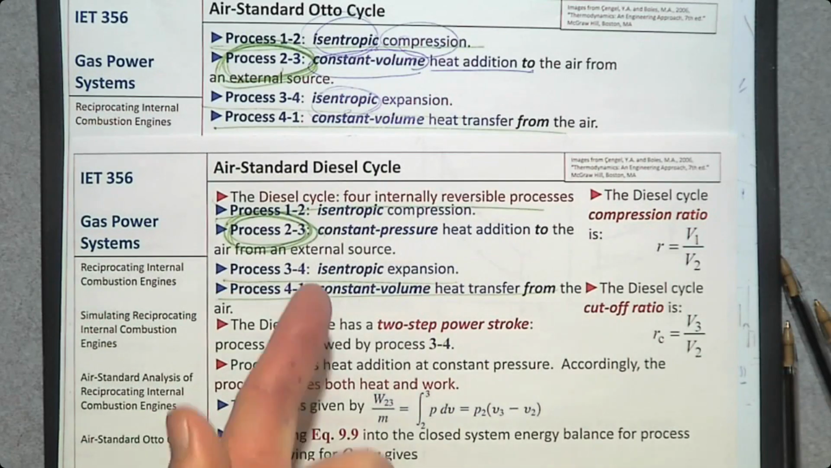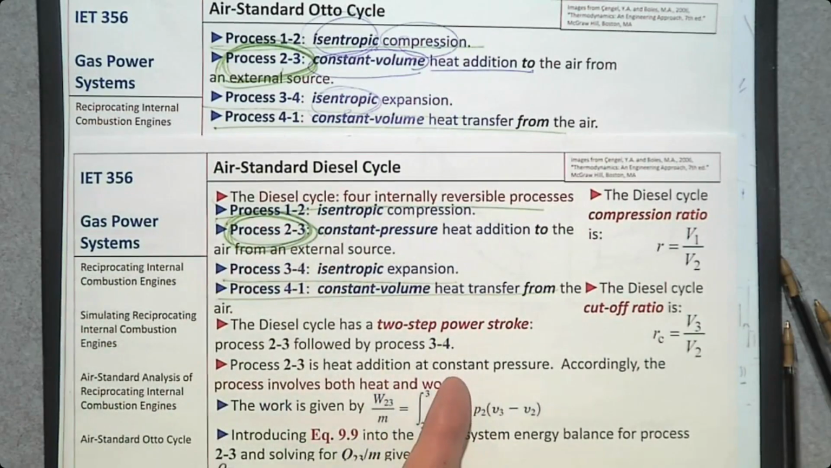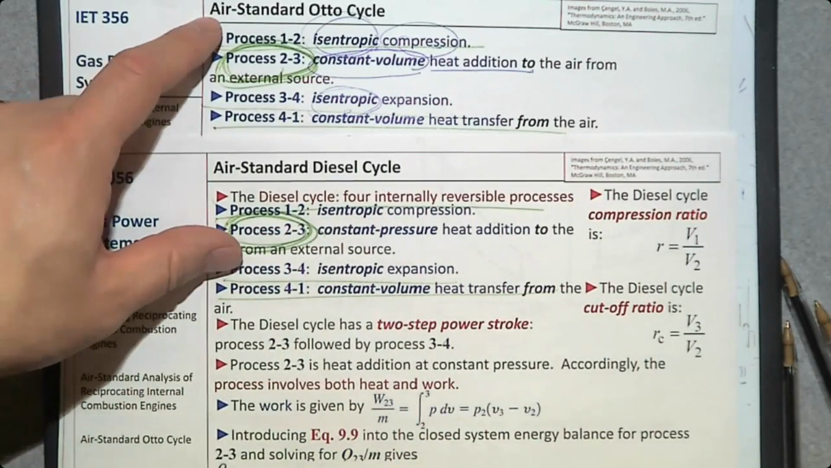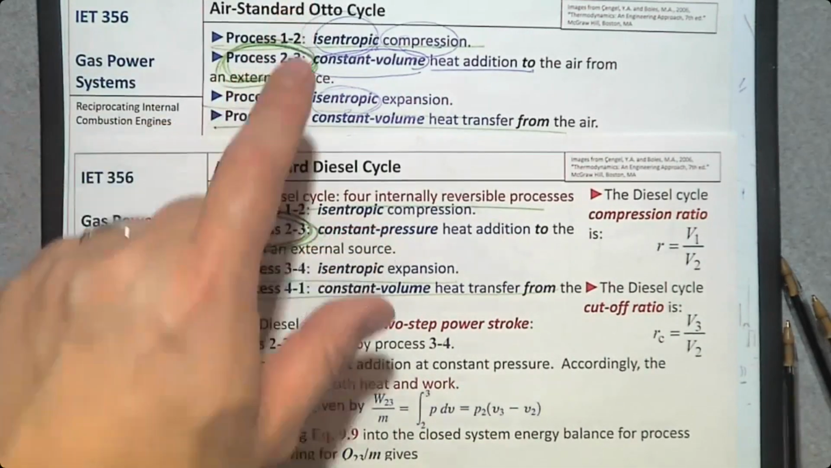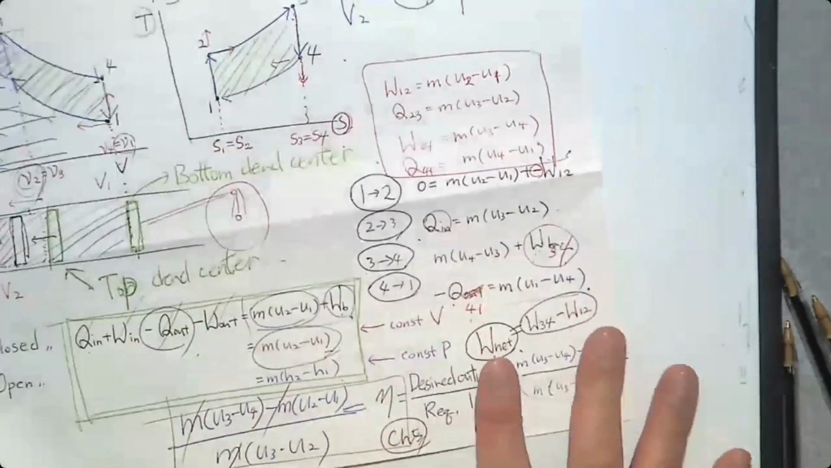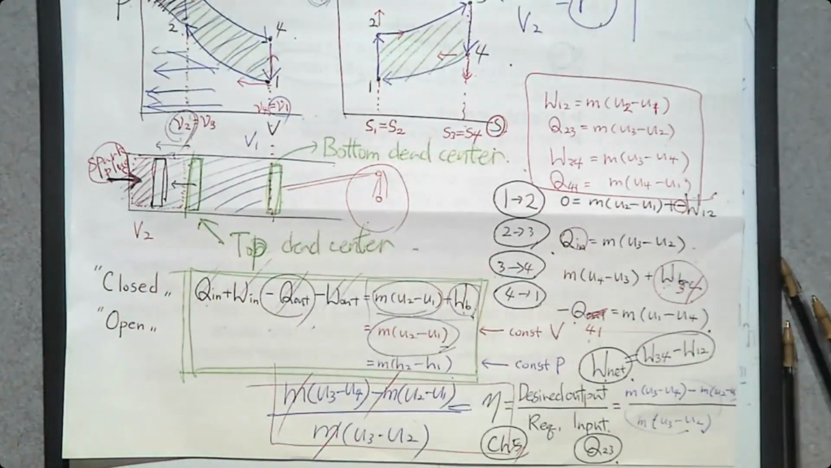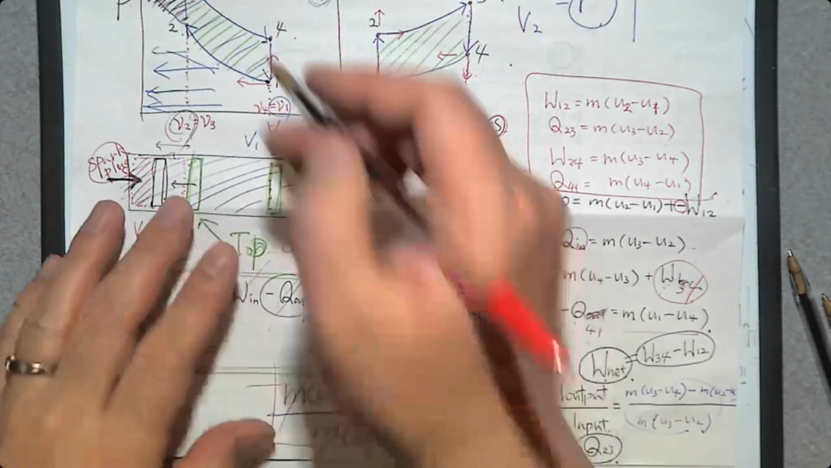So let's study the PV and TS diagram for this diesel cycle. And as you know, there are a lot of similarities between the Otto cycle and the diesel cycle. It is convenient to start from this one. So this is the Otto cycle, right?